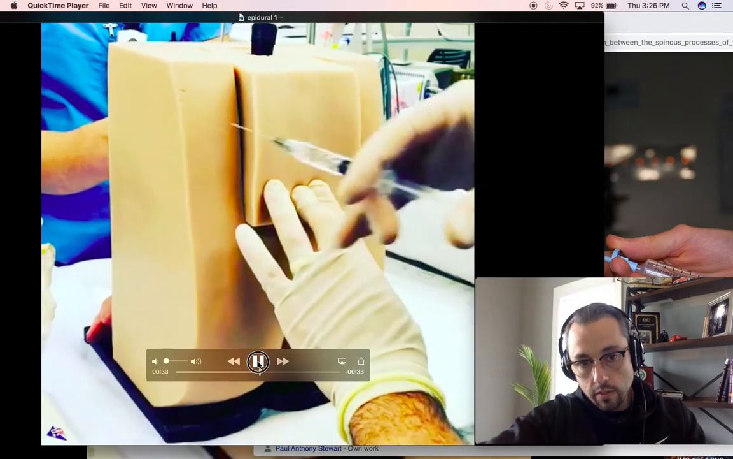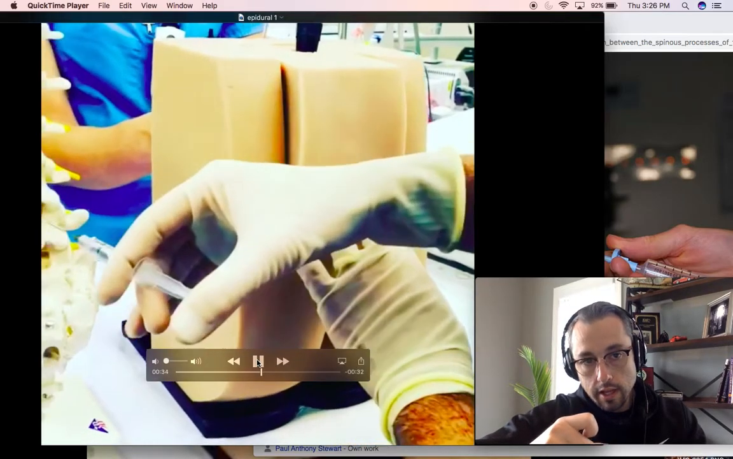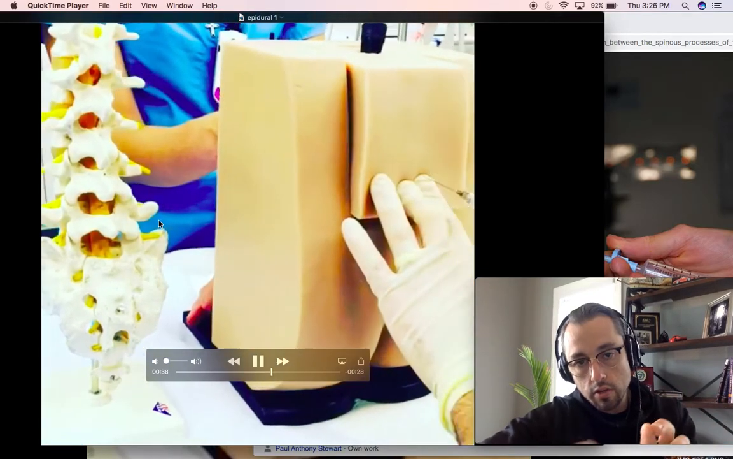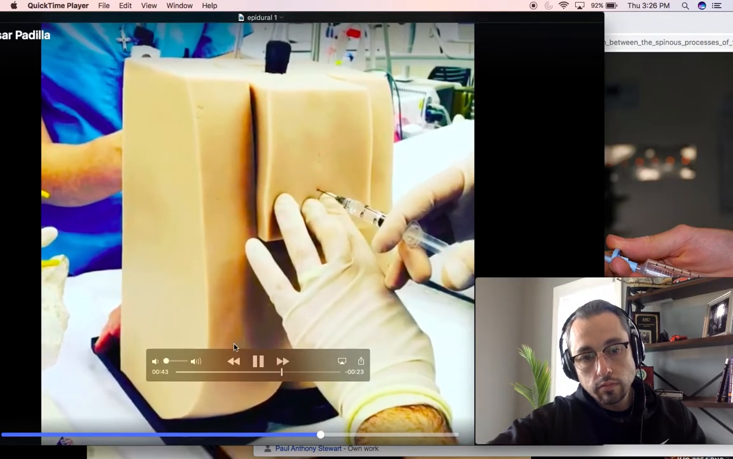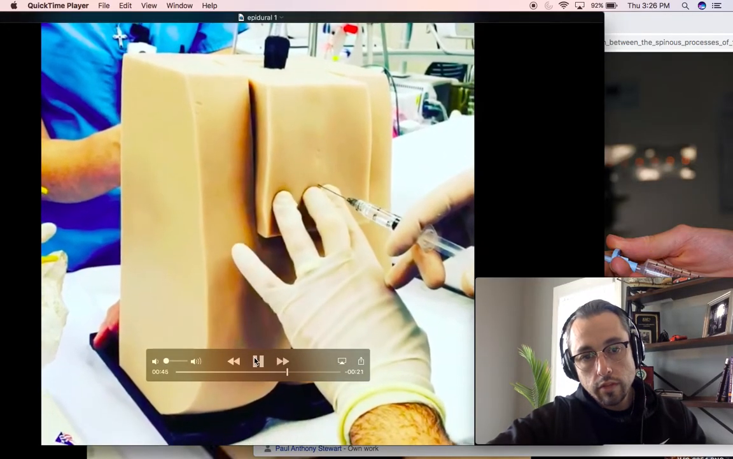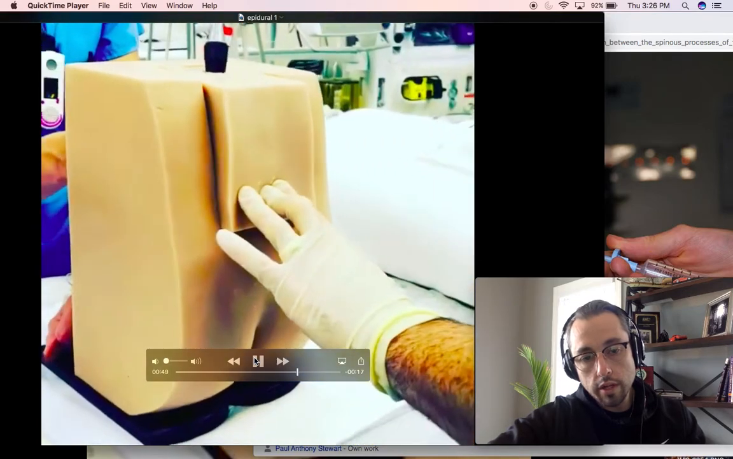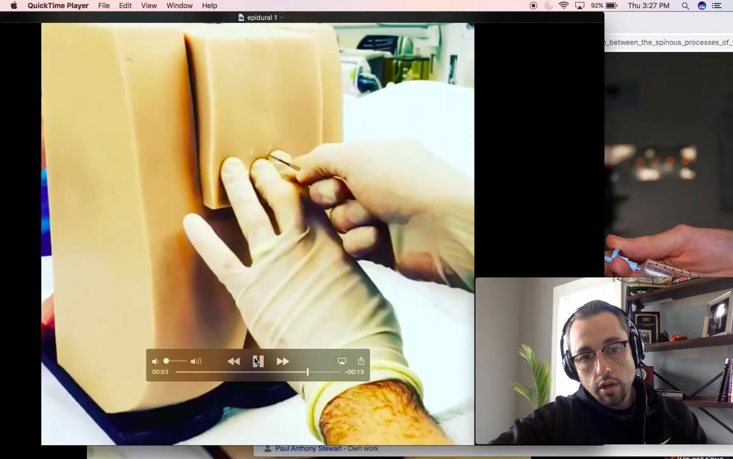You could see right there that I hit something, but that's the spinous process. So I keep my finger there, so I know that I just have to go a few centimeters above and inject. So that's what I'm doing. That's all just the numbing medication part. That's part one.